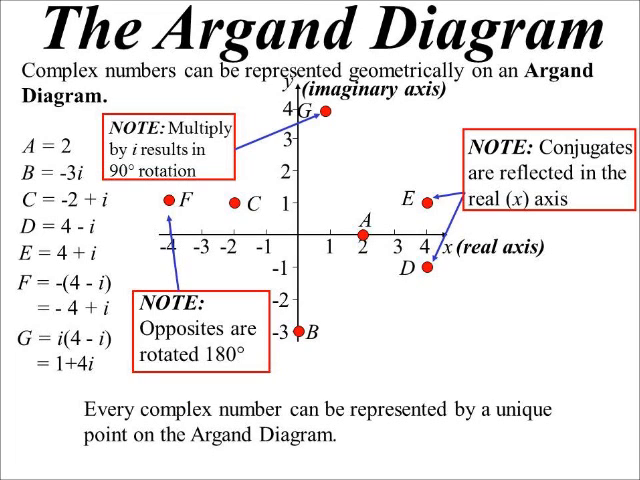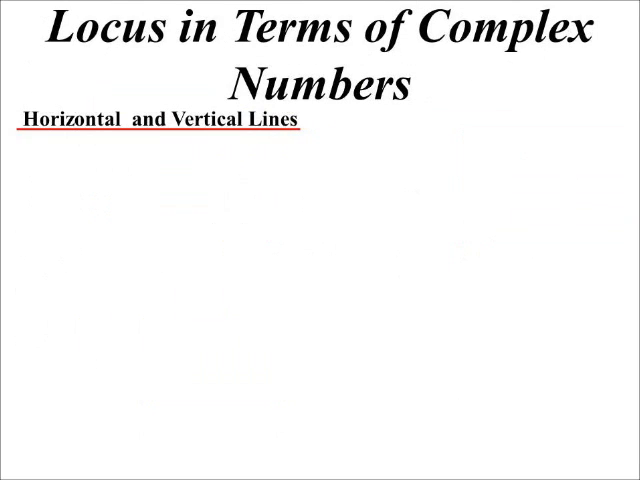So, as I say, every single complex number will have a unique position on the Argand diagram. So no point would represent two different complex numbers. So now we can talk about this idea of locus, but we can put it in terms of complex numbers. So a couple of simple ideas. If I was to draw a horizontal or a vertical line.